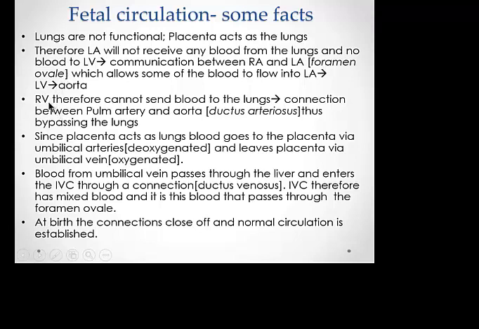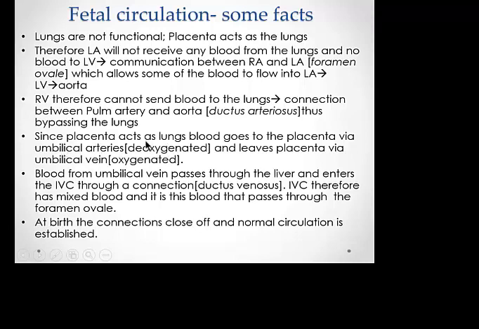Because the lungs are not functional, the right ventricle cannot send blood to the lungs. So when it goes into the pulmonary artery, the blood can't go anywhere. You need to do something with that blood, right? You can't just let it stagnate. So therefore, what you have is a little connection between the pulmonary artery and the aorta. Since it's connecting two arteries, it's called the ductus arteriosus. So the blood bypasses the lungs, and some of this deoxygenated blood is now going to go into the aorta. So the aorta will have mixed blood.